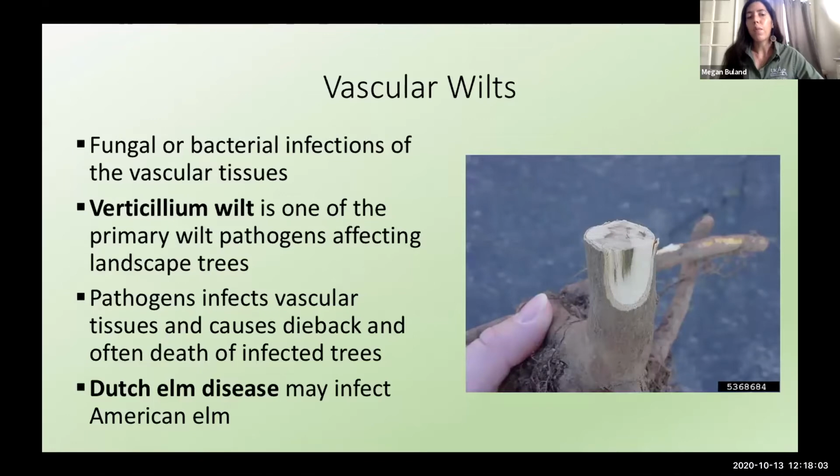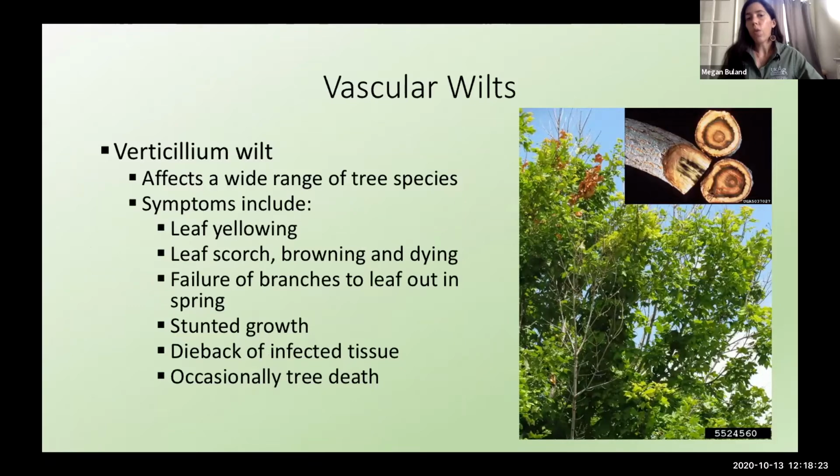Verticillium wilt is one of the primary wilt pathogens we have infecting landscape trees here in Kentucky. And pathogens that infect the vascular tissue cause dieback and death in infected trees. We'll also talk about Dutch elm disease for a minute, which can impact American elm trees here in our area. But verticillium wilt affects a wide range of tree species. Symptoms can include leaf yellowing, leaf scorch and browning, branch dieback, dieback of infected tissue, and sometimes it can even lead to tree death.